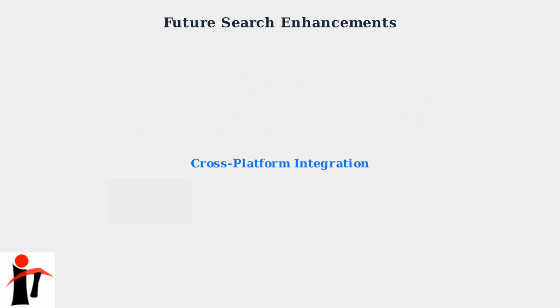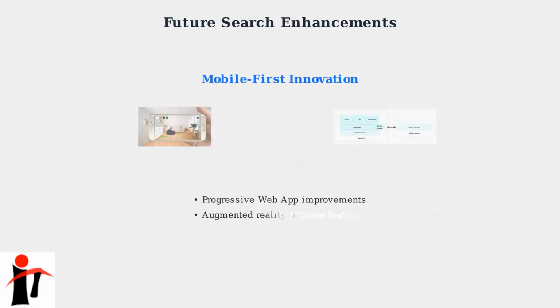Cross-platform integration is expanding rapidly. Instagram shopping will sync with marketplace search results, while WhatsApp business catalogs will become searchable through marketplace, creating a unified meta-commerce ecosystem. Mobile-first optimization includes progressive web app improvements for faster loading and offline functionality.